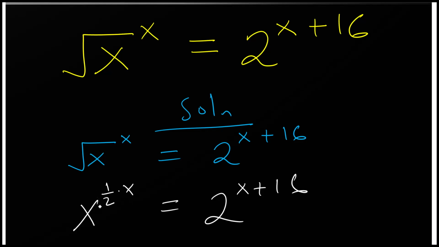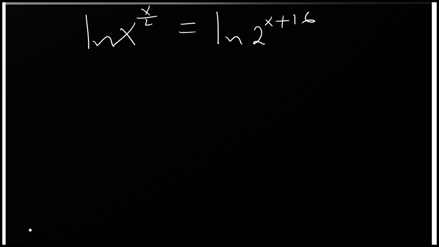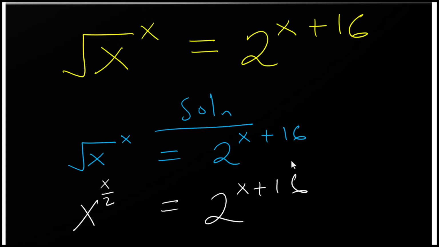Alright, so this one is the same as x on 2. Okay, now the next thing is to bring the powers down. So I'll take natural log on both sides. x on 2 ln of x equals ln of 2 raised to x plus 16. Let's confirm.